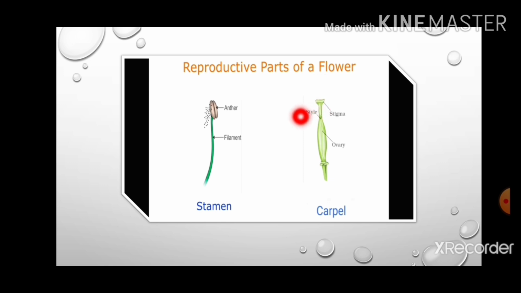Now style. Style is a long tube-like structure which allows pollen grains to travel from the stigma to the ovule. Ovary is a large lobed structure at the base of the carpel. It contains the female reproductive cells, the ovules. After fertilization, the ovary forms the fruit while the ovules turn into seeds.